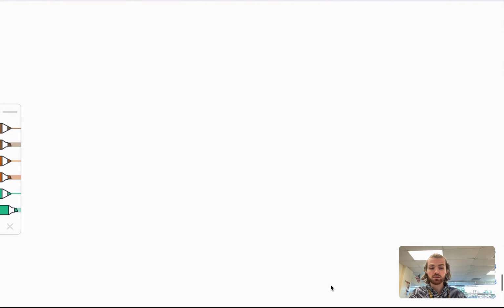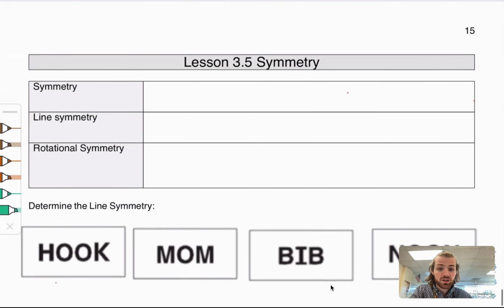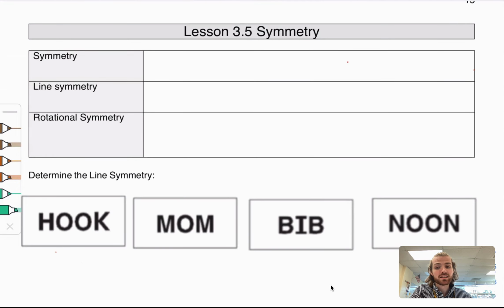Well, 3.5, it's over symmetry. Some of you have probably heard of symmetry before. Typically, if you have, it's in an art class or somewhere like Valentine's Day cards, where you fold a piece of paper in half, you cut out half a heart, and then it makes the whole thing.